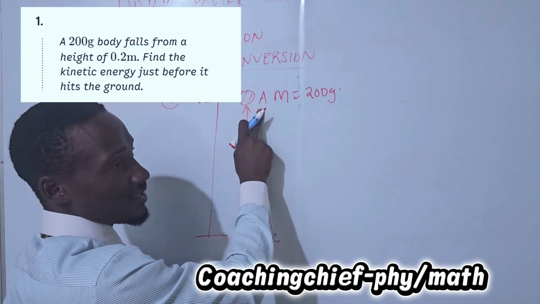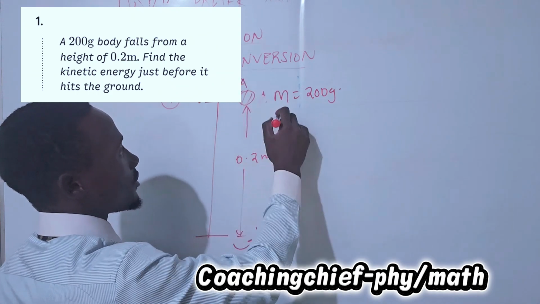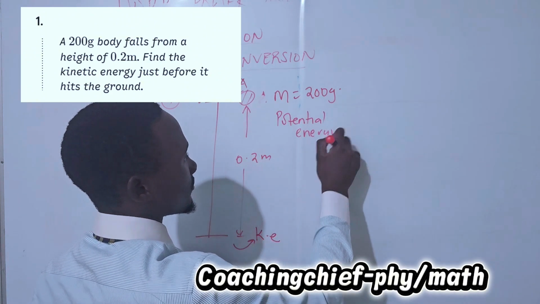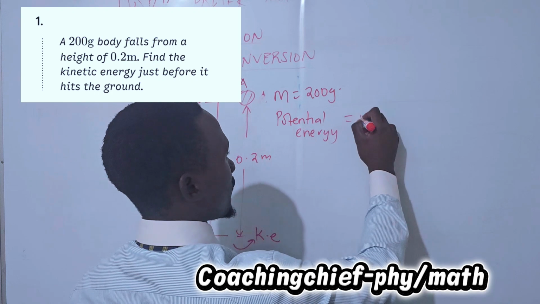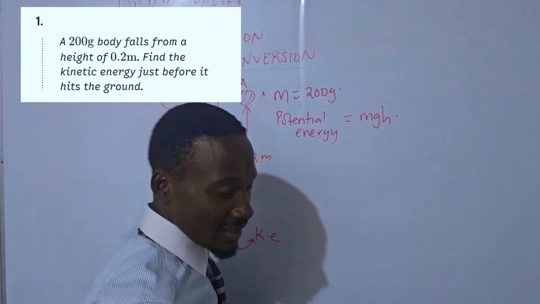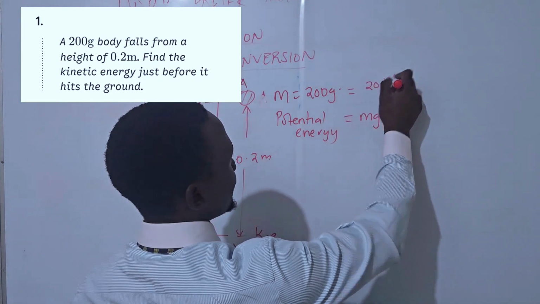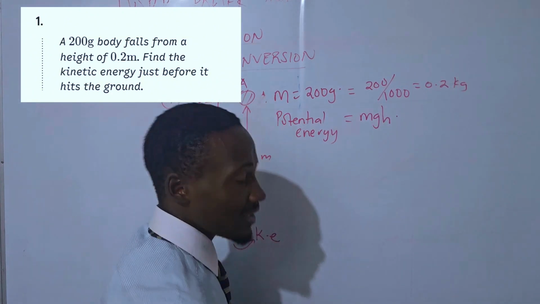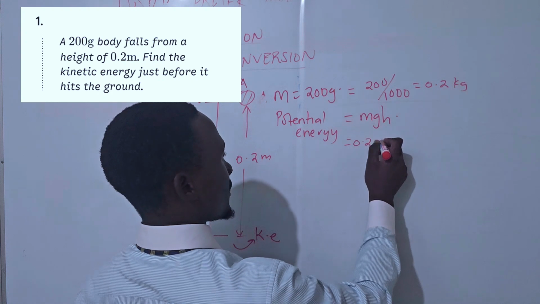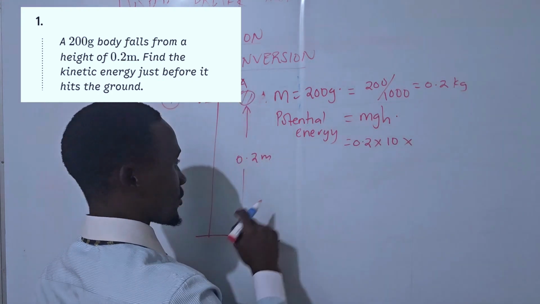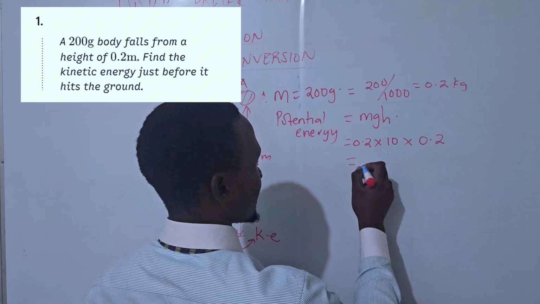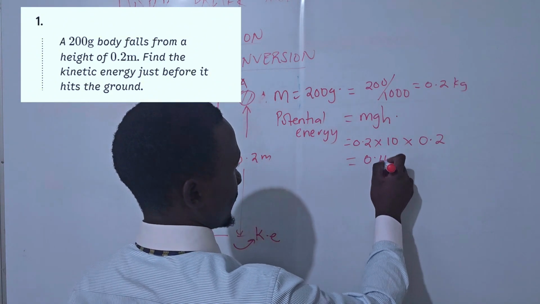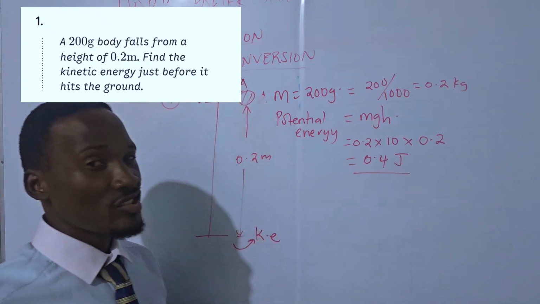So at point A, the potential energy it has is going to be mgh. Let's first convert this mass into kilograms. We are going to get 0.2 kilograms. That is 0.2 times 10 times this height here. And this gives us 0.4 joules.